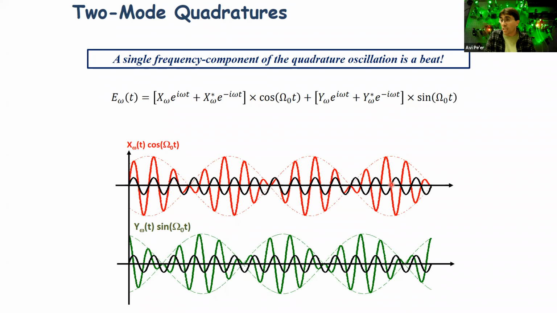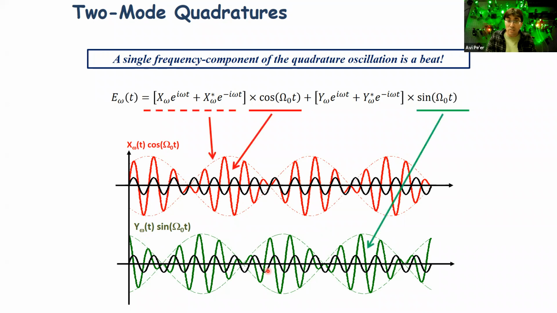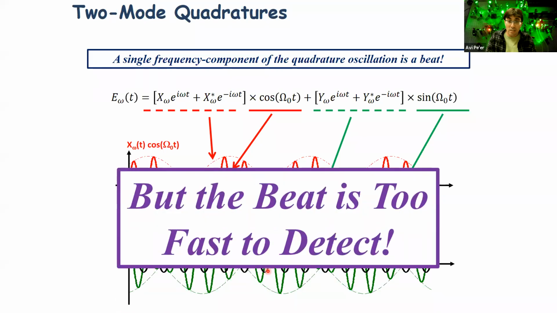Now, this beat can be, you see here, positive cosine, negative cosine, positive cosine, negative cosine. And in that case, it is a pure X quadrature. It can be a sine, a positive sine, a negative sine, relative to the local oscillator that we have here, and then it would be a pure Y quadrature. The main problem is that the beat is too fast to detect. If this was slow enough, our detectors could follow. If those two sidebands are close to the carrier, then the beat is slow and the detector can follow. But in many cases, they are much, much too fast.